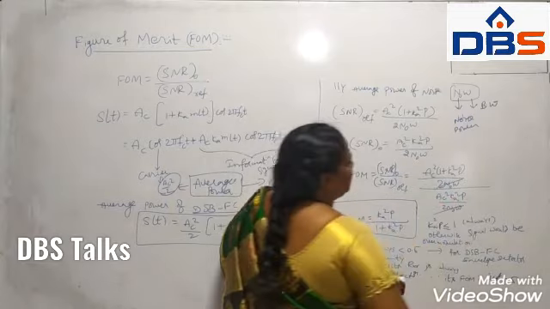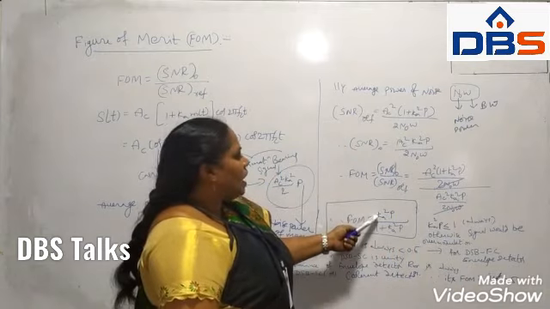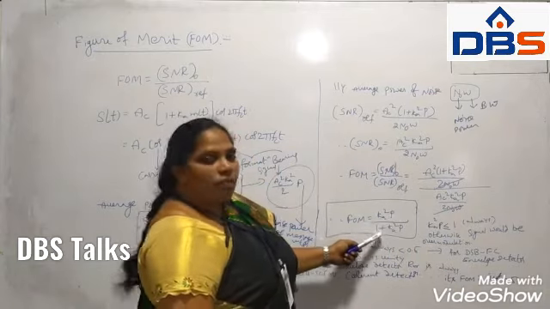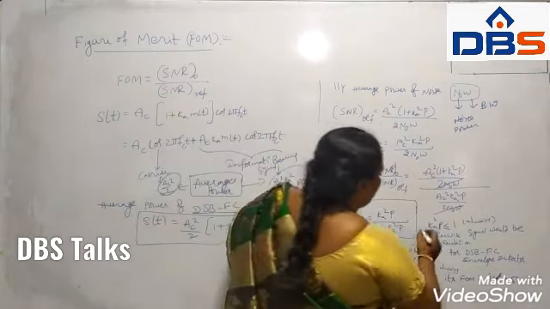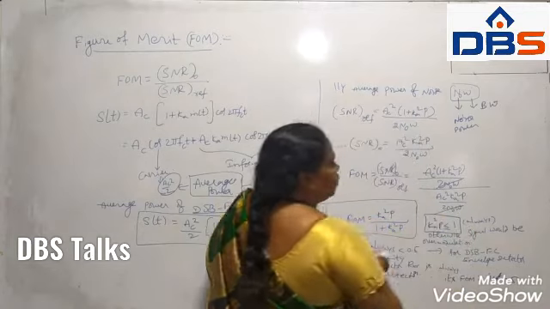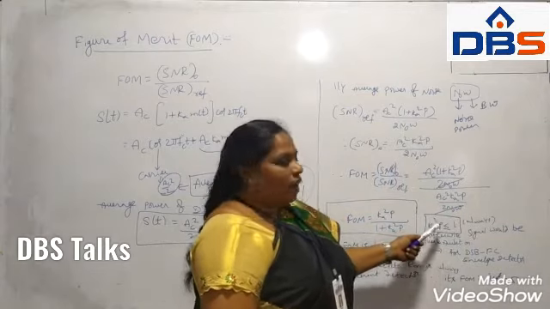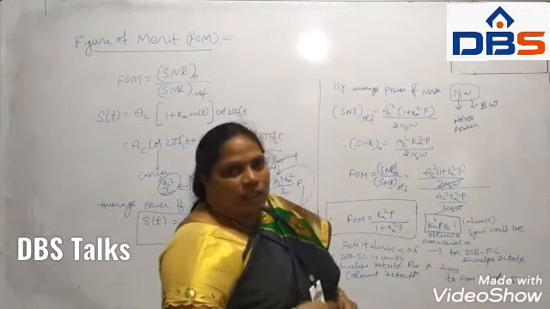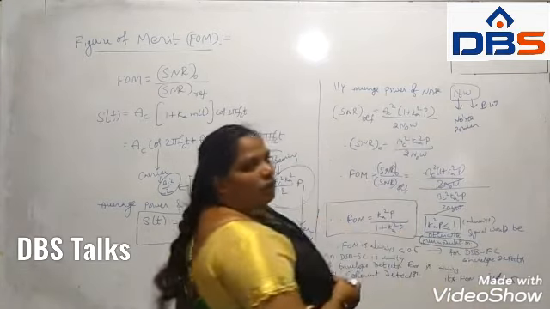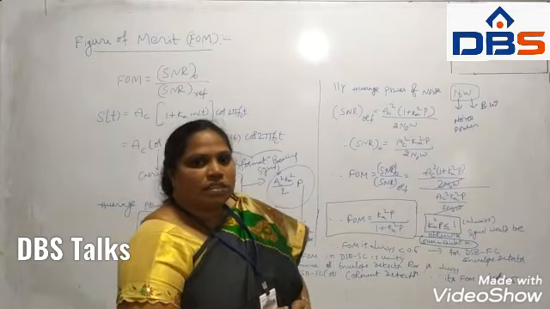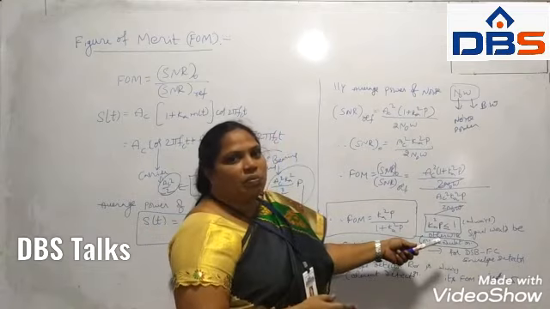So the common terms cancel. Then the figure of merit is equal to Ka square into P by 1 plus Ka square into P. Here we have to remember one thing: Ka square into P is always less than or equal to 1. Otherwise, it will cause over-modulation. That is why we have to maintain the modulation. If it is over-modulation, the signals will be disturbed.